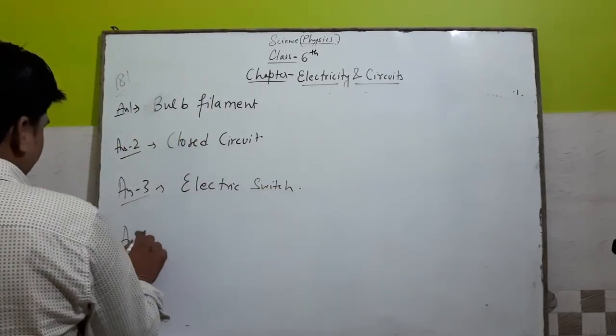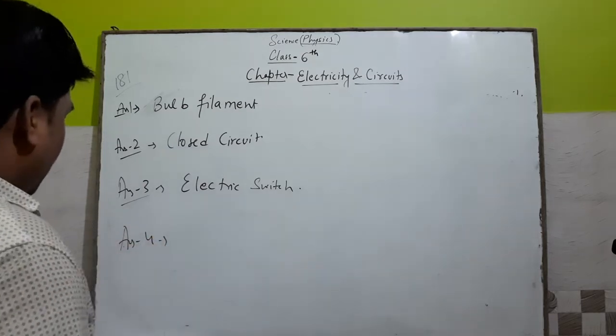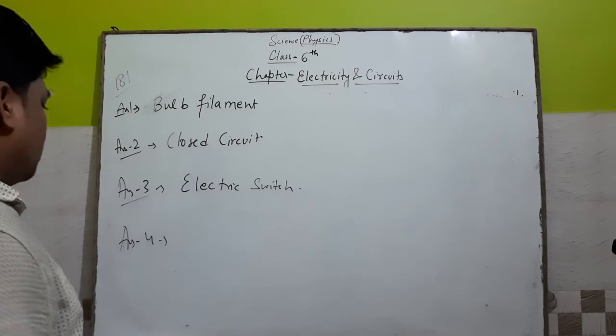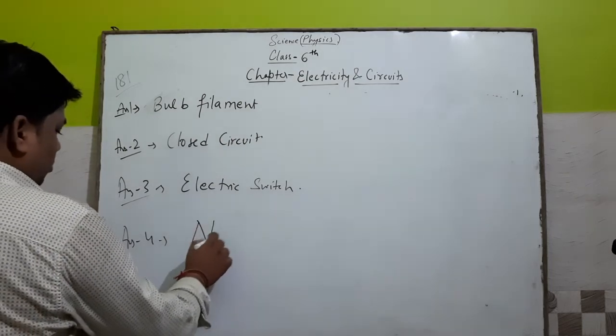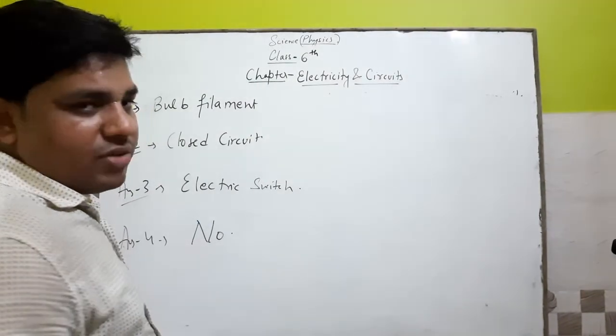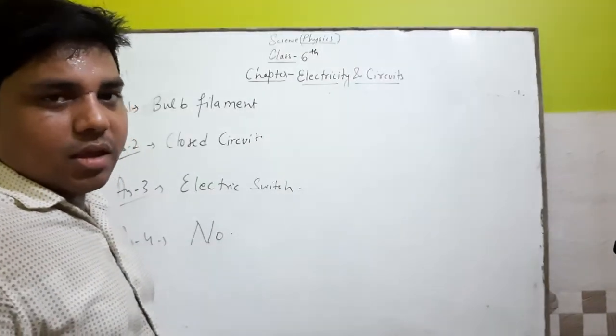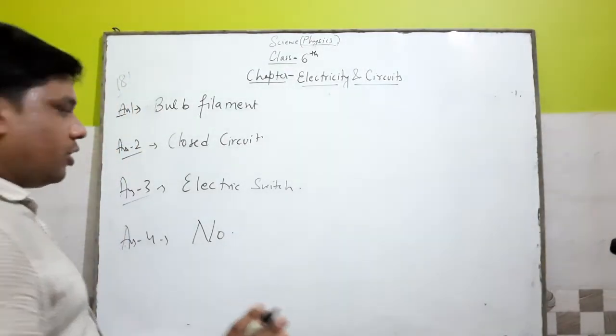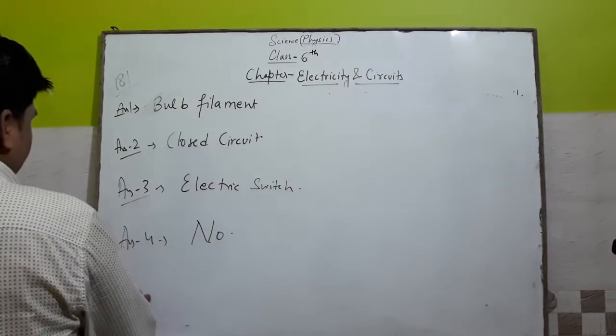Now question 4: would a bulb with a broken filament glow when placed in a circuit? Your answer is no, because if the filament of the bulb is broken, the circuit is incomplete, and in that condition the bulb does not glow. Now the next question.